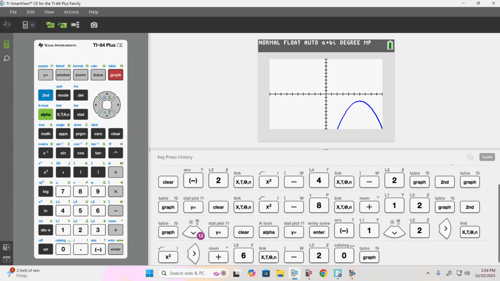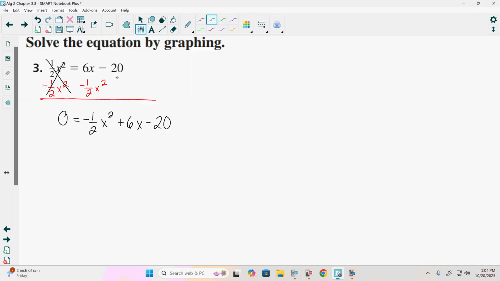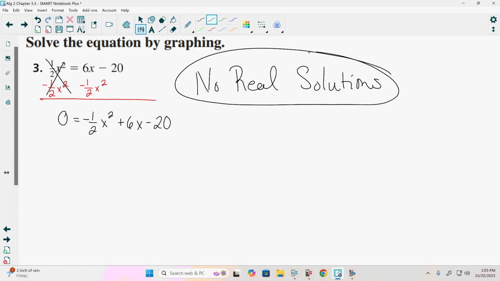No. And because it does not cross the x-axis, it tells us that there are no real solutions. There are no real solutions. There are no real values of x that will make this function be 0.